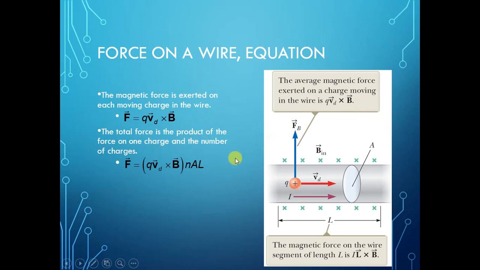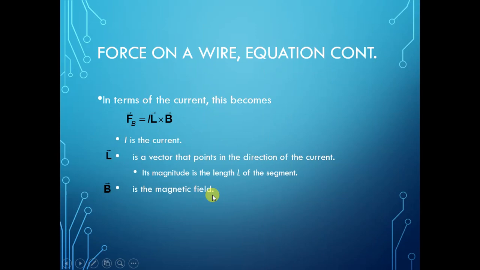So F equals q v_d cross B times n A L, where A is our cross-sectional area, L is the length, and n is the number of charges. So we get the force on a wire of length L. Now see here, the force on a wire equations. In terms of the current, this becomes I L cross B.